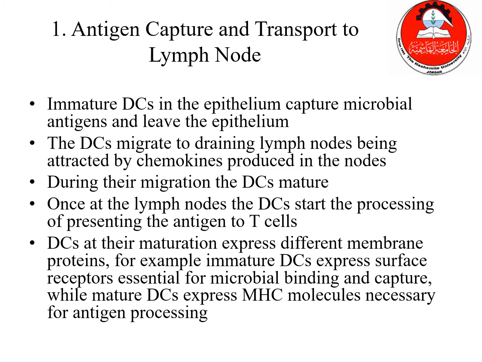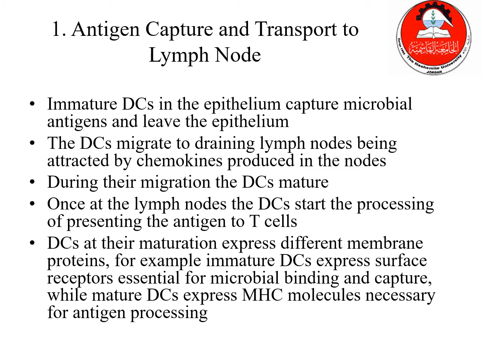So first, antigen capture and transport to lymph node. Immature dendritic cells in the epithelium capture microbial antigens and leave the epithelium. In the epithelium, we have the dendritic cells. The dendritic cells migrate to the draining lymph node, being attracted by chemokines produced in the node. During their migration, the dendritic cells mature. Once at the lymph nodes, the dendritic cells start the process of presenting the antigen to the T cell.